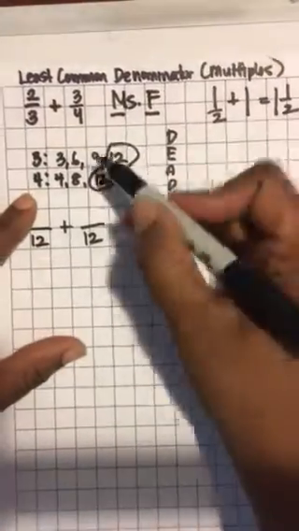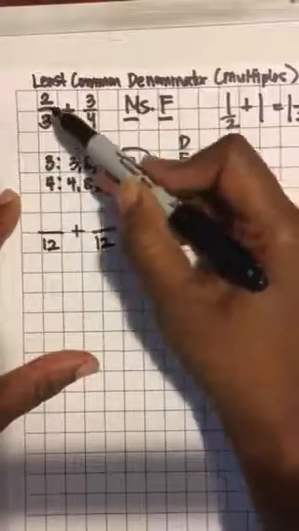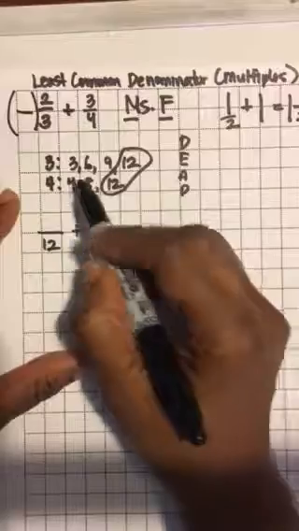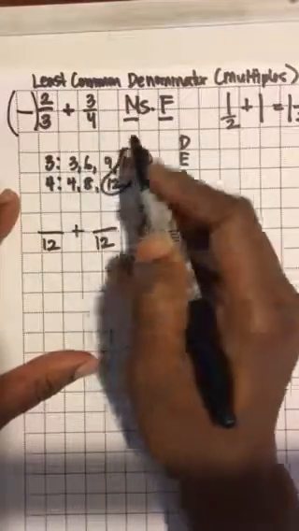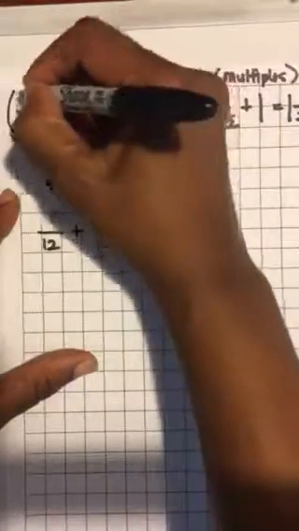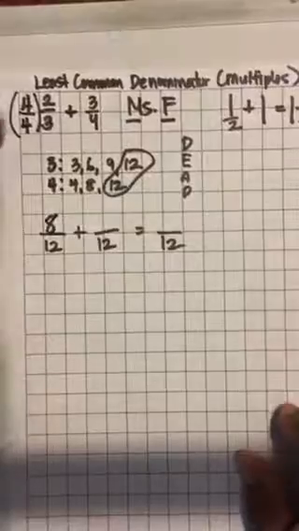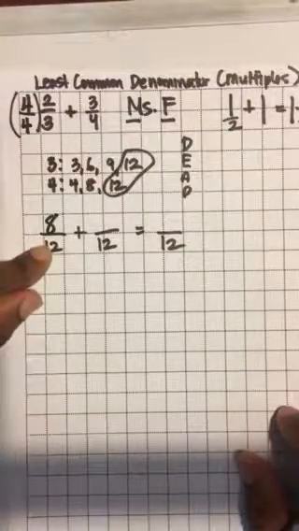All right, so now I need to convert 2/3 into a 12th. I need to think about what I did to the denominator 3 to get it to 12. Well, times 1, 2, 3, 4. Whatever I do to the denominator, I have to do to the numerator. So 4 times 2 is 8. So 2/3 is equivalent to 8/12.